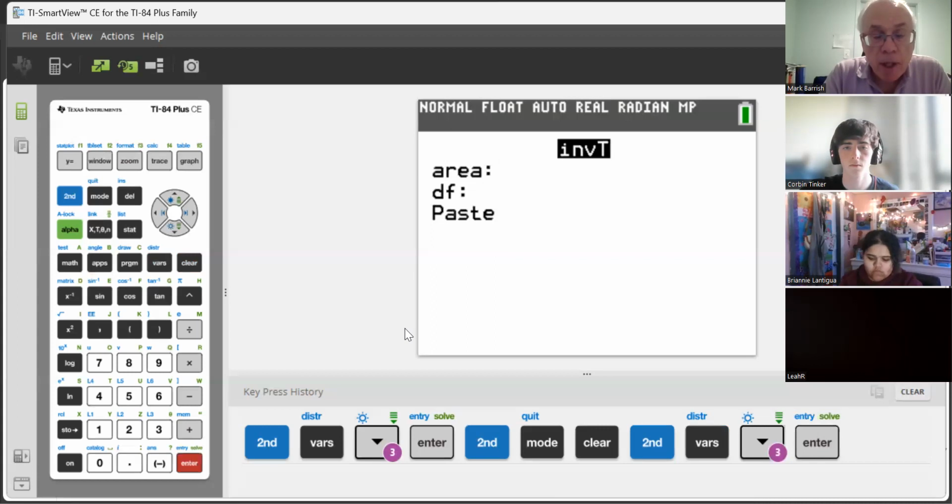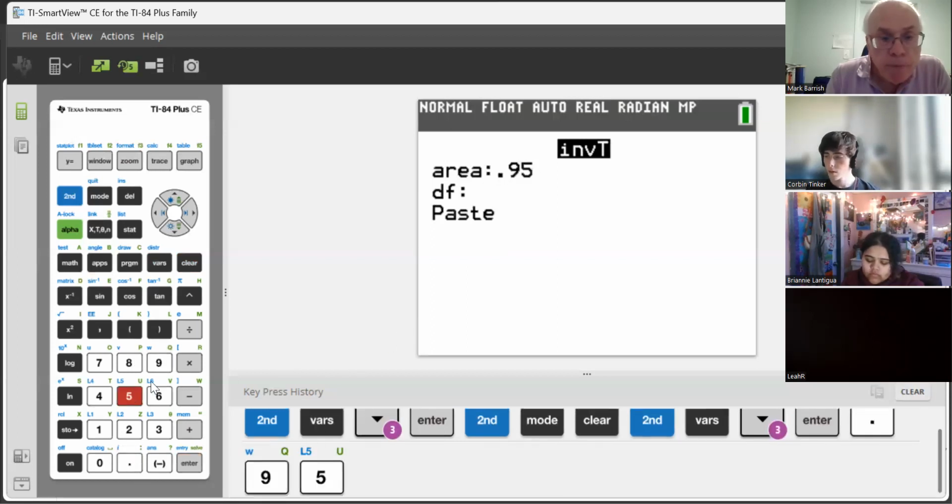If we want to find the positive value, the positive t that we're looking for, what area to the left would we put in? If the middle is 90% and each tail is 5%, what would be the area to the left of the positive t? What do you think? 95. That's right, because it's the middle, 90, plus the left tail of 5. So I'm going to type in 0.95. Now, if the sample size is 10, what would be degrees of freedom?